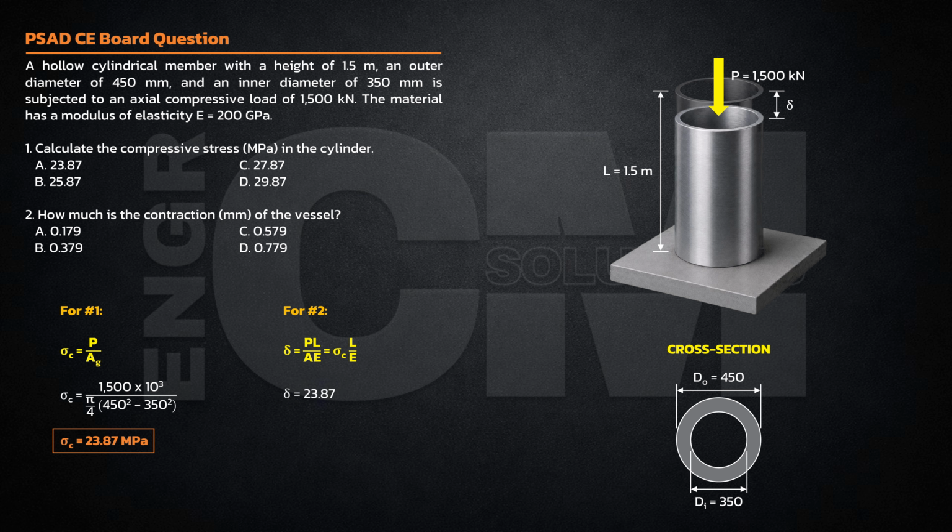So compressive stress is 23.87. The length of the member in millimeters is 1,500 millimeters. The modulus of elasticity in megapascals is 200,000 megapascals. The deformation is 0.179 millimeters.